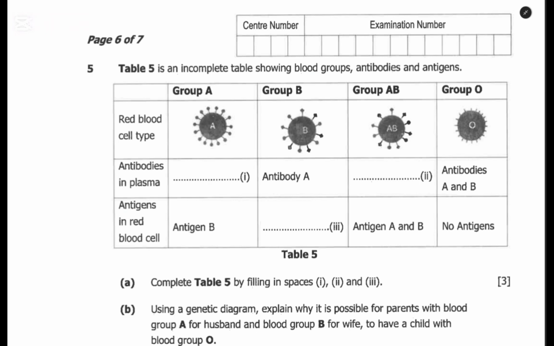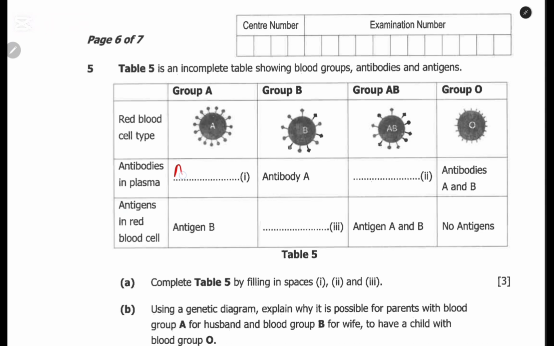Blood group A has antigen A, and of course they produce antibodies against blood group B. So they produce anti-B. So in terms of antibodies, this is the line for antibodies all the way to the end. This is the line for antigens.